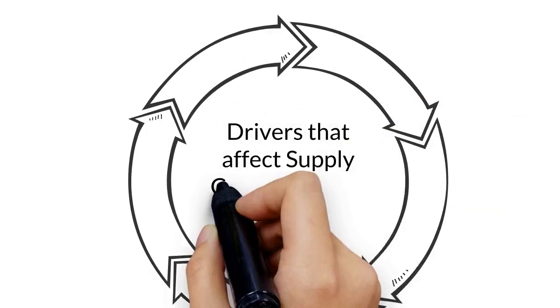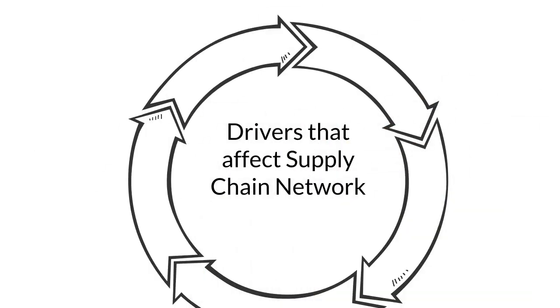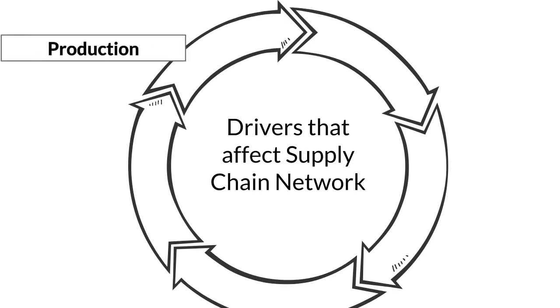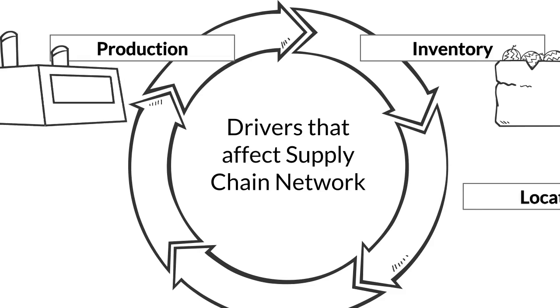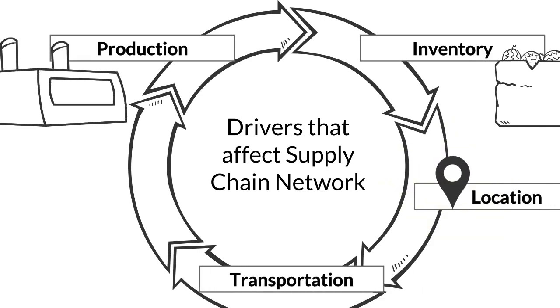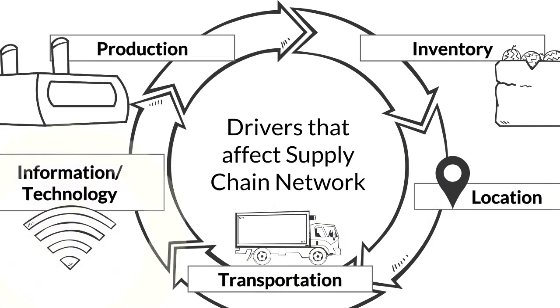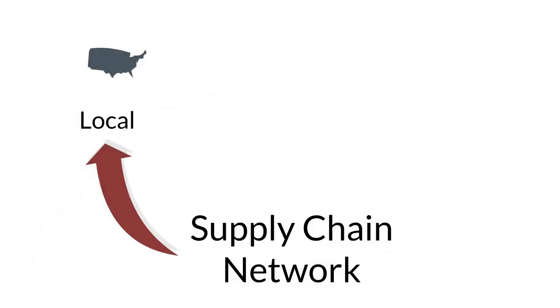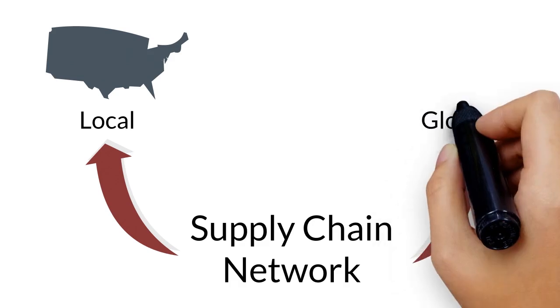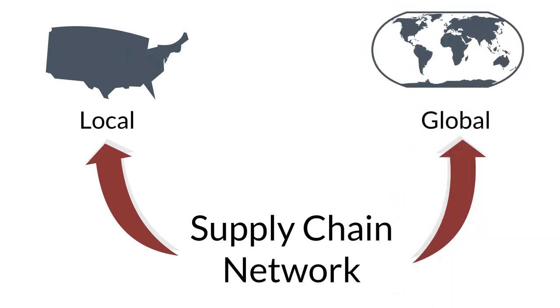There are drivers that affect the supply chain network, and these can determine the performance of the supplier network. These drivers are production, inventory, location, transportation, information and technology. Another important decision companies need to make is whether to keep their supply network local or whether to go global.